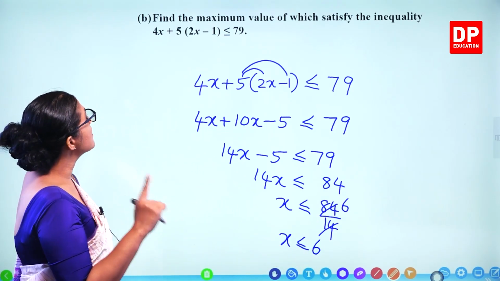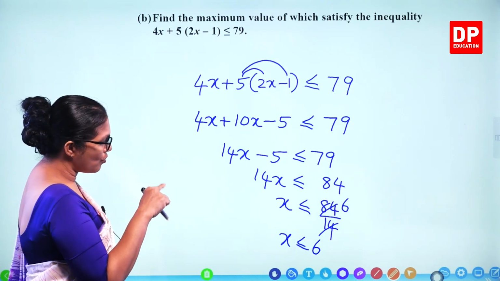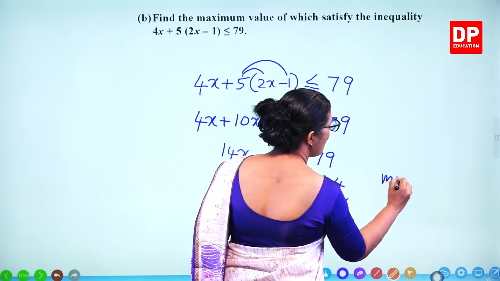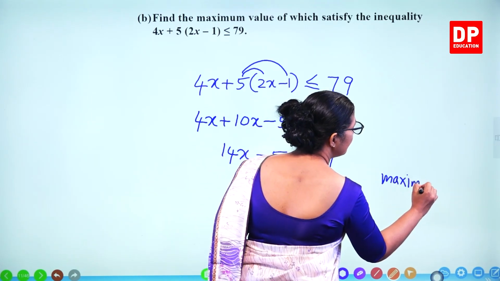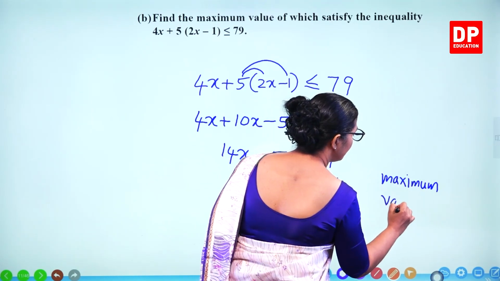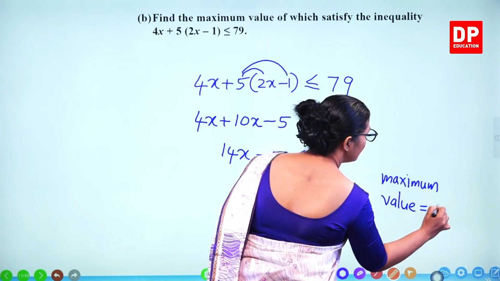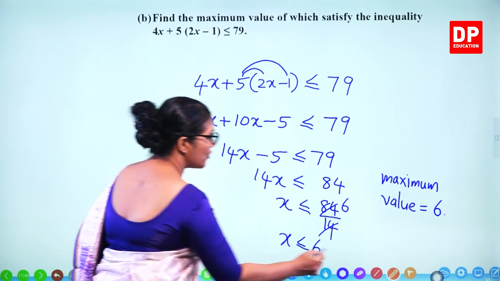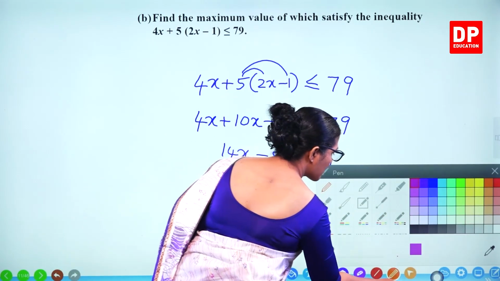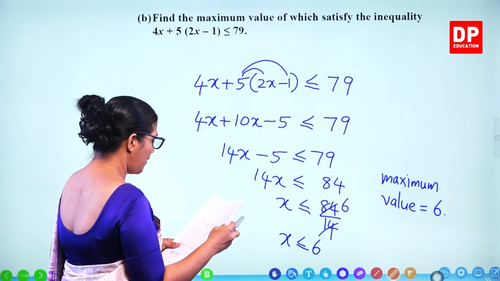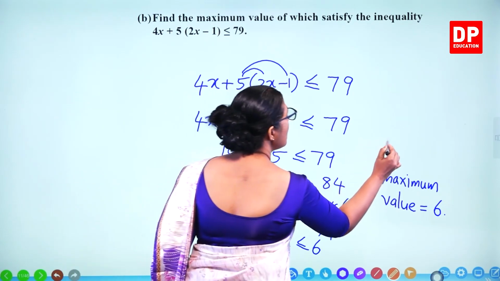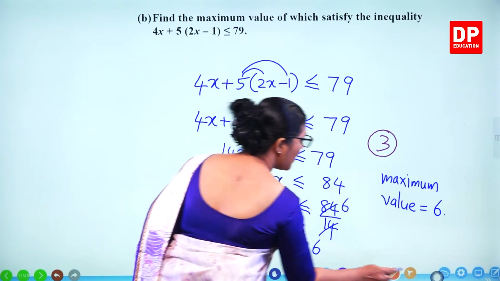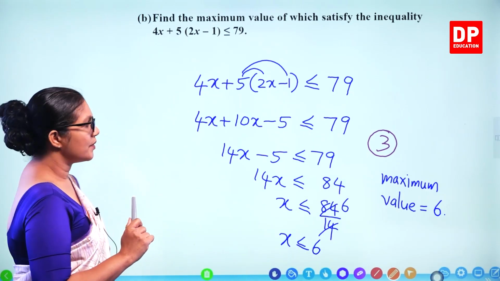So, that means what's the maximum value? 6 is also included. Yes, 6 is also included. So, the maximum value is 6. Six is the maximum value. So, you get 3 marks for this part, 3 marks for this inequality. Altogether we gave 10 marks for this question.